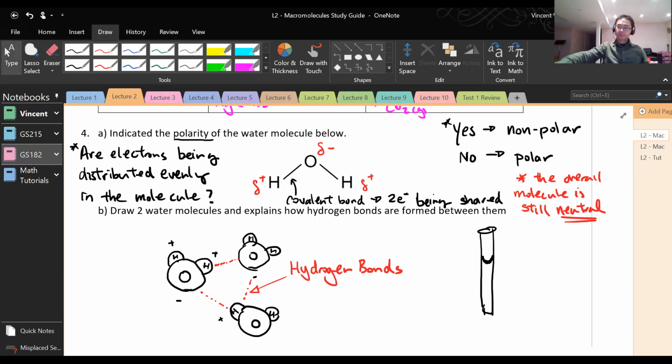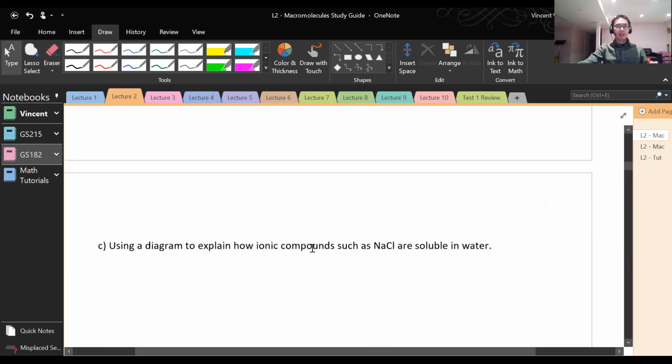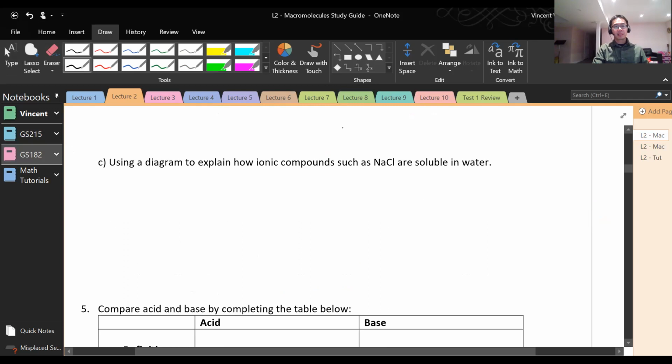Moving on. Using a diagram to explain how ionic compounds such as NaCl are soluble in water. So NaCl, as you know, because we wrote it down earlier, this is an ionic compound. So generally speaking, ionic compounds are able to dissolve in water. They're soluble in water. You put salt in water, you stir it up, it's kind of dissolved in it, it's gone. You don't see it anymore.